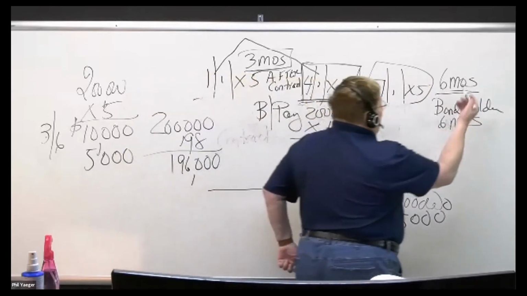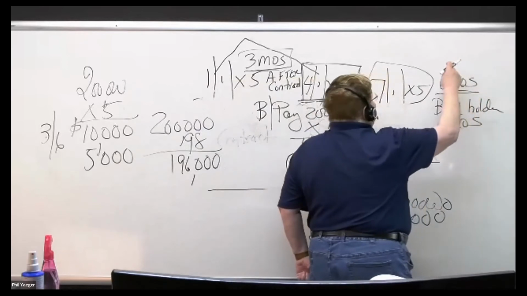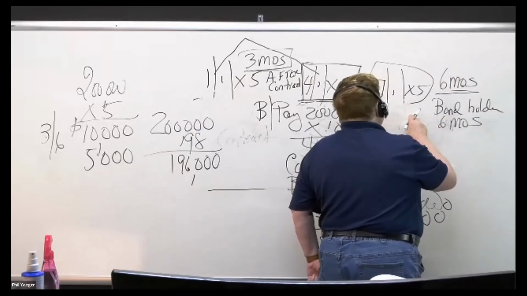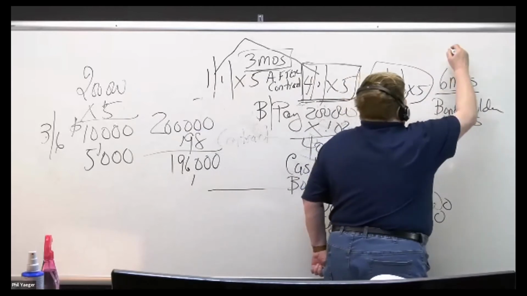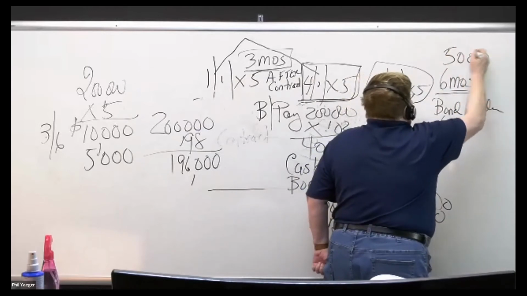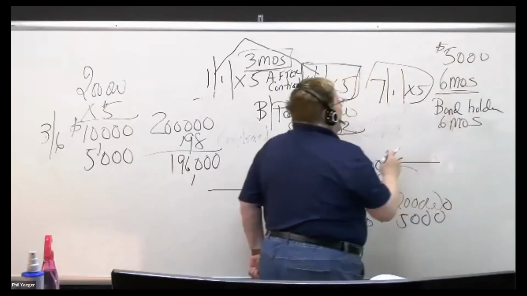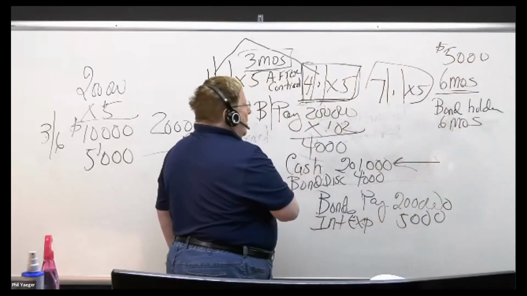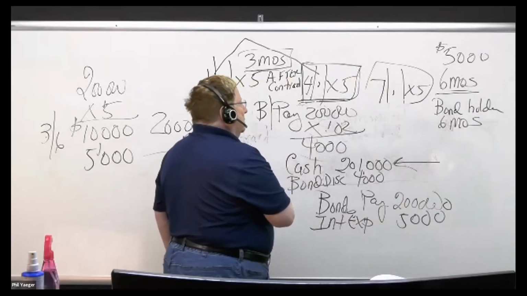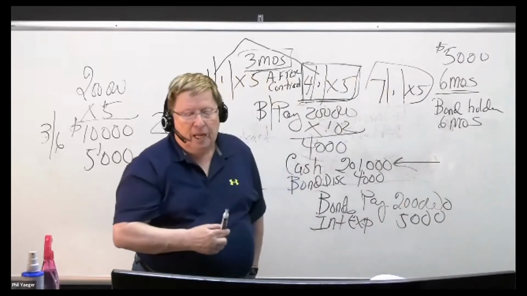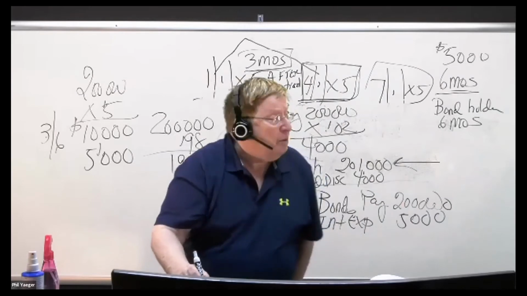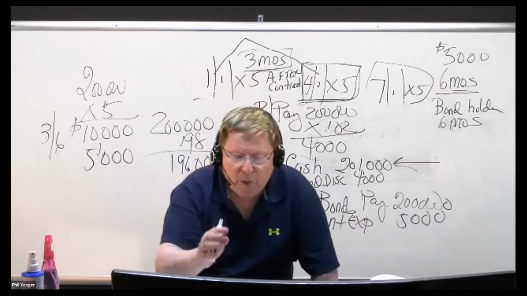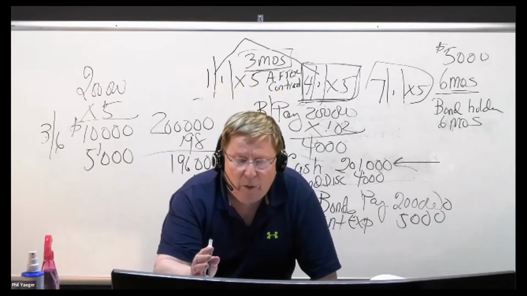So the bondholders are going to receive what? 6 months of interest, which is how much? It's 5% of 200,000, which is $5,000, right? Now, they're going to have to give back how many months? 3 months. So how much are they going to give back? 2,500. Is it? 5% of 10,000, right? Are we doing this right?